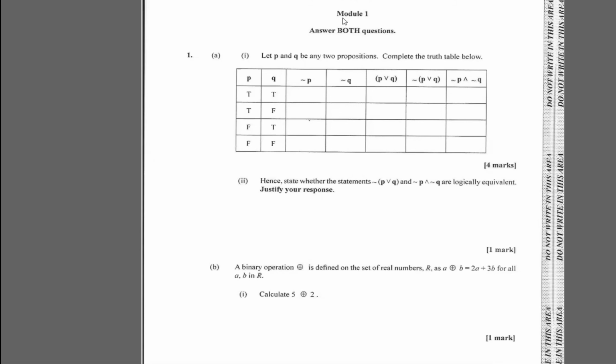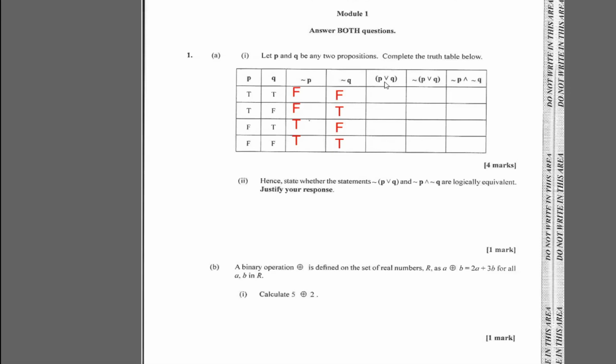Not P is just going to be false, false, true, true. That's not P. All right, not Q. We see Q, we have true, false, true, false. So this is going to be false, true, false, true. All right, no issues so far.